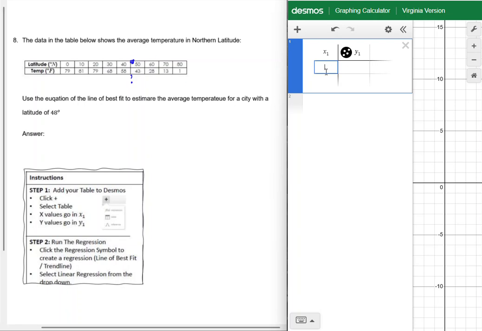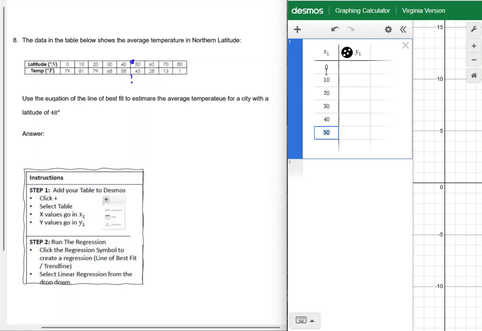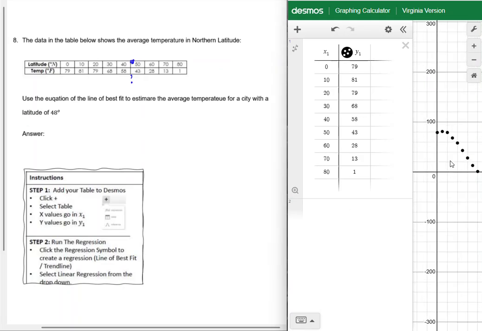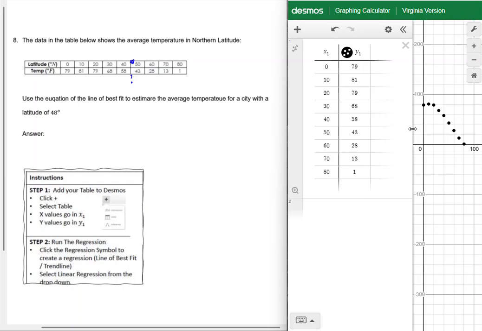I'm going to put the x values here: 0, 10, 20, 30, 40, 50. I'm not putting 48 because I don't have a y value for 48. So I'm just going to put in the table as I have it and then put in my y values. All right, so I plugged in the data. I'm going to zoom out. So there is my scatter plot right there.